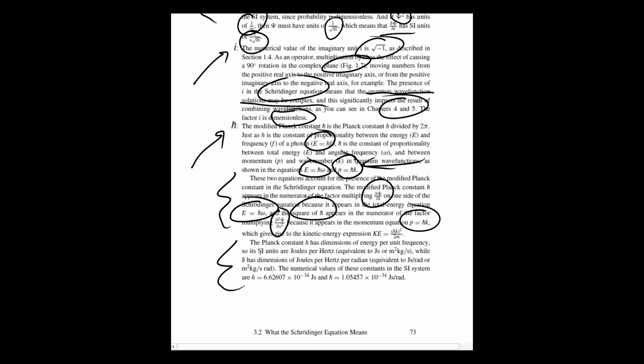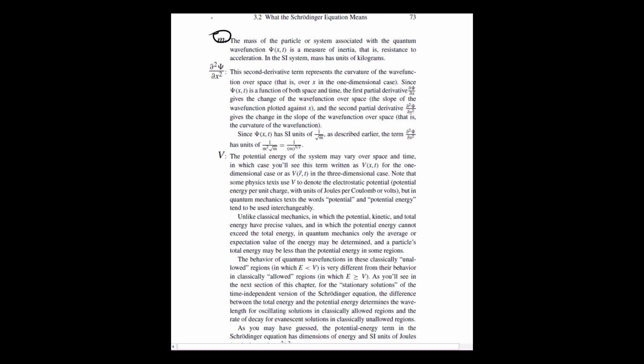Its units are talked about here. h has dimensions of energy per unit frequency. That means that h bar has units of energy per unit frequency per radian. In the SI system, those units turn out to be joules per hertz per radian. The numerical values of h and h bar in the SI system are given here. The m term is pretty straightforward. It's the mass of the particle or system that has wave function psi, and its units are kilograms in the SI system. As I said earlier, the second derivative of psi with respect to x, we're going to talk about quite a bit in this chapter.